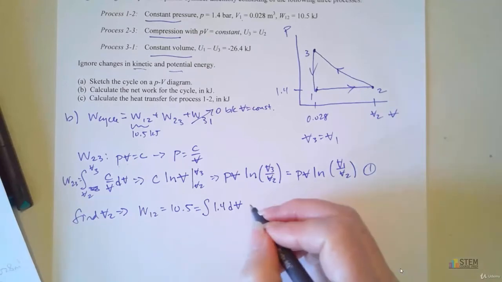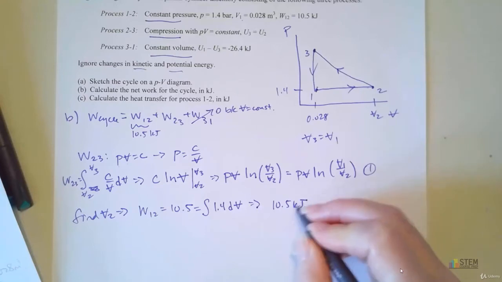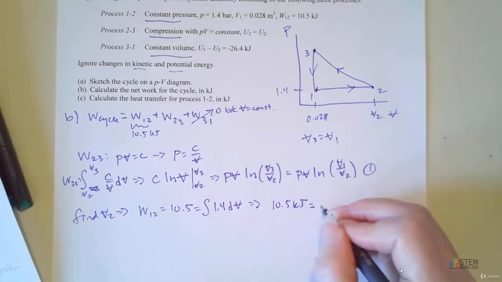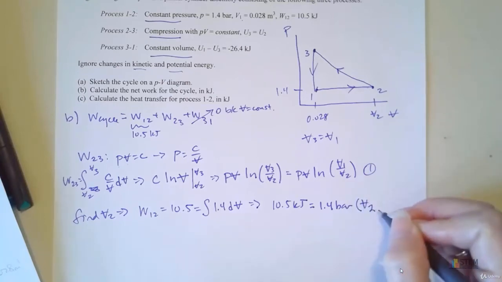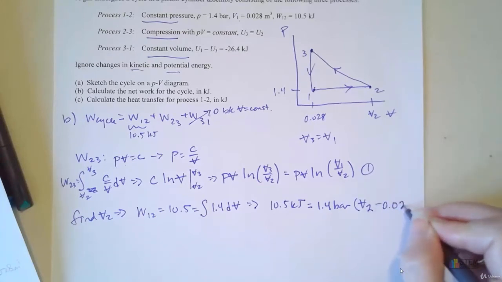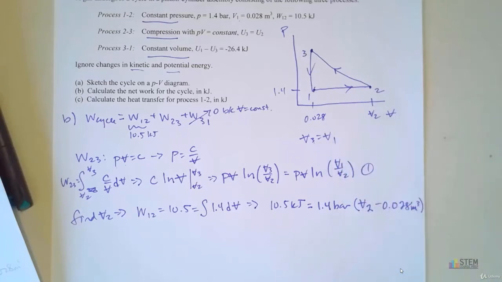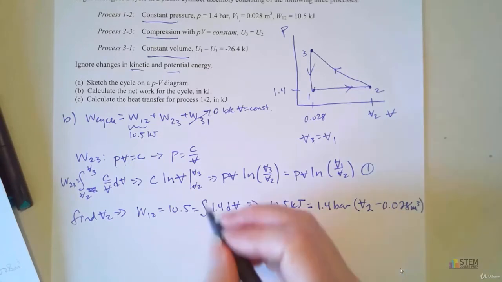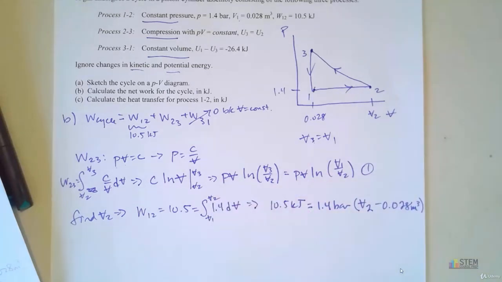Okay, so now if we go ahead and write all this out, we're going to have 10.5 kilojoules. That's going to equal the pressure, 1.4 bar, times V2 minus the 0.028 cubic meters. And that's from the V3 term. Okay, or V1 in this case. So we're doing V2 minus V1. All right, that might make it easier to see. So those are our limits.